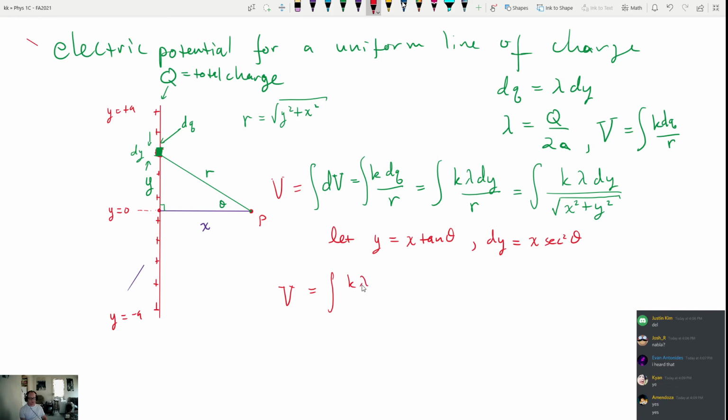k lambda dy gets replaced with, and the denominator becomes square root of x squared plus x squared tan squared theta.